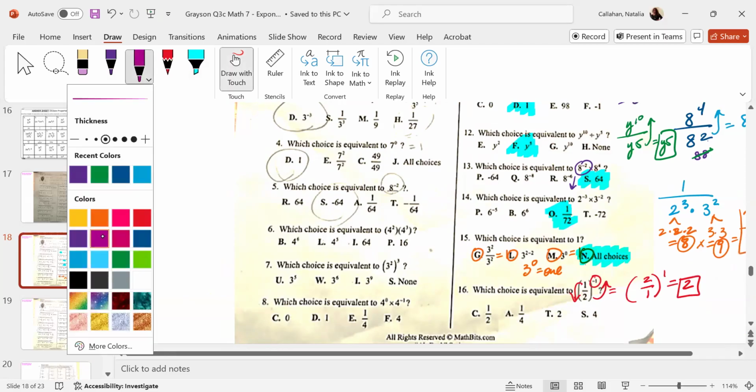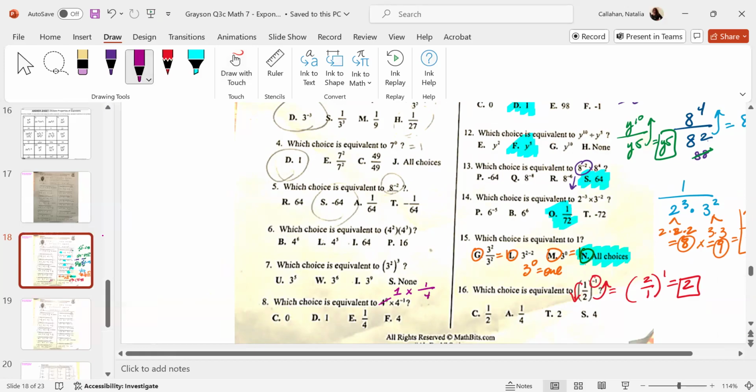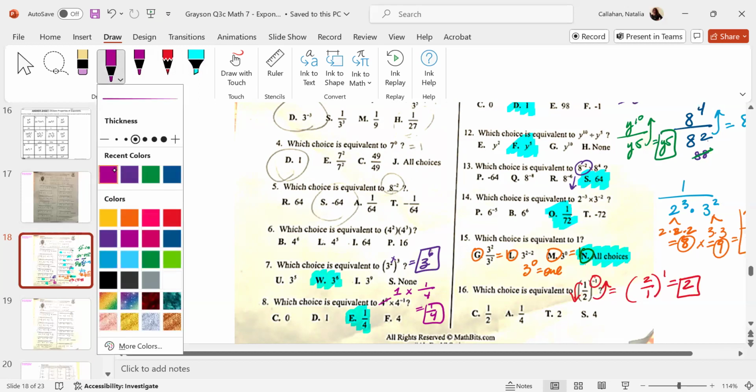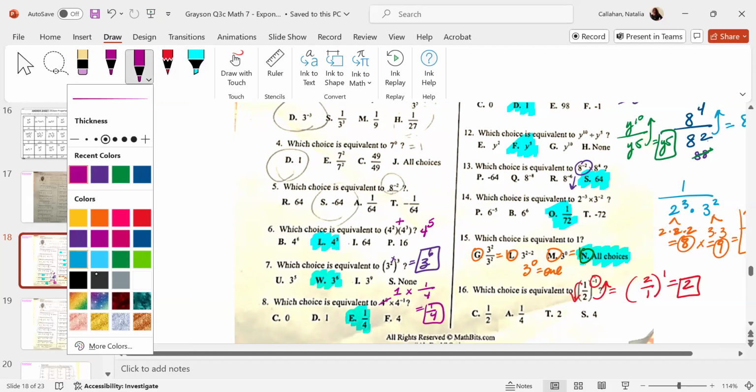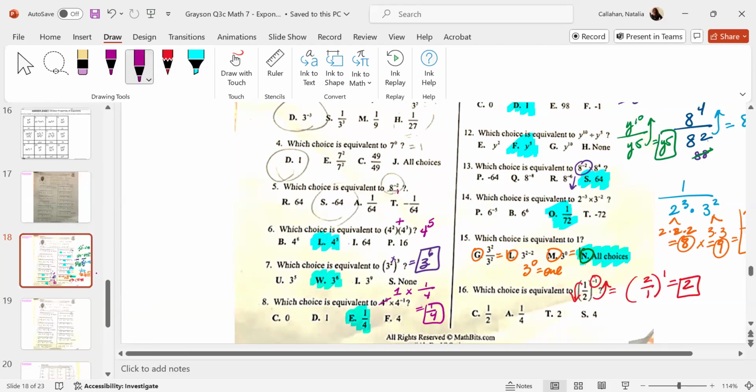Okay, so this is going to give you a 1 times 1/4. So it's just 1/4. Next one, this is 3. 2 times 3 is 6. So that will be W. This one, you're going to add the exponent, so 4 to the 5th. A to the -2, move it down, 1/8 squared, which is 1/64.